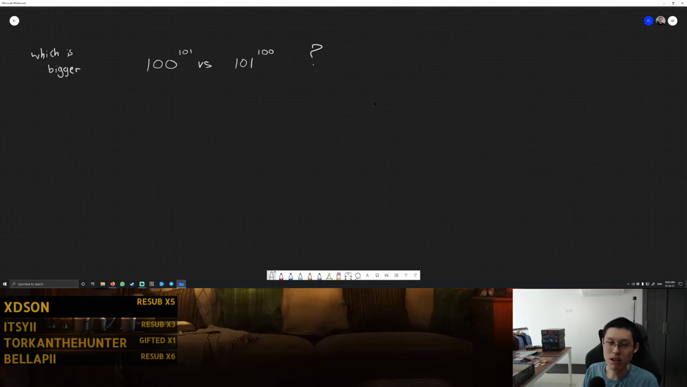You can't use a calculator because you're just going to get a math error. So what do you think? 100 to the power of 101 or 101 to the power of 100? Which is bigger?